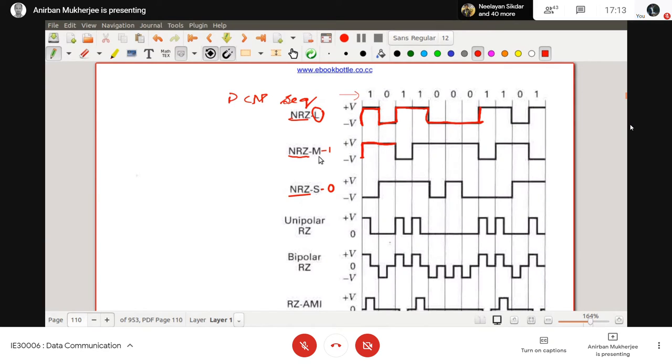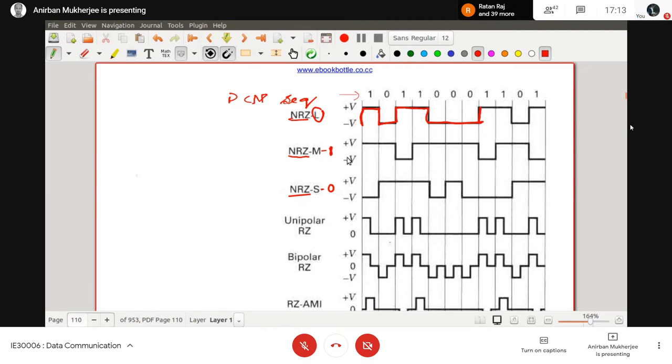But here, please remember that it is mark: if one, then I will do the transition, but for zero, I will not do any transition. Again, zero to one, you see that I will do the transition. But see this one and this one: here one means 5 volt, but here one means minus 5 volt. So it is not related to the level. The point is that NRZ-M is called a differential coding. Differential coding means what?